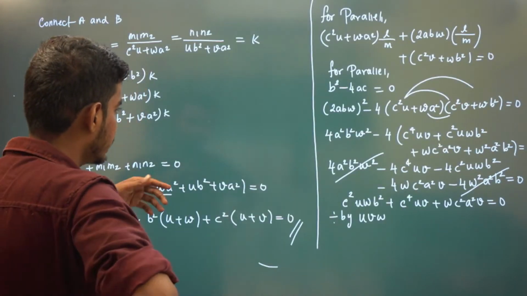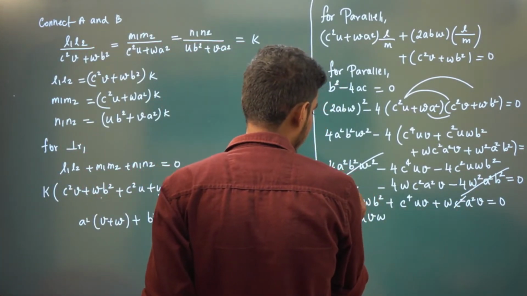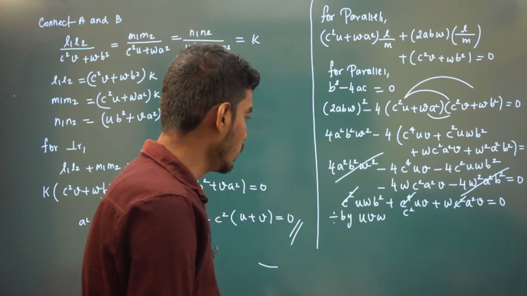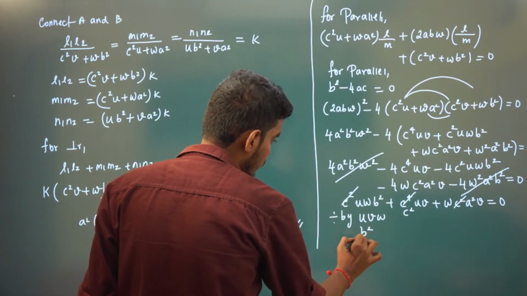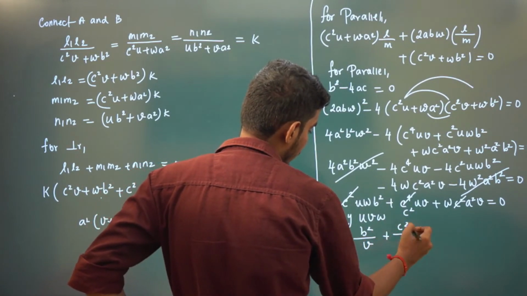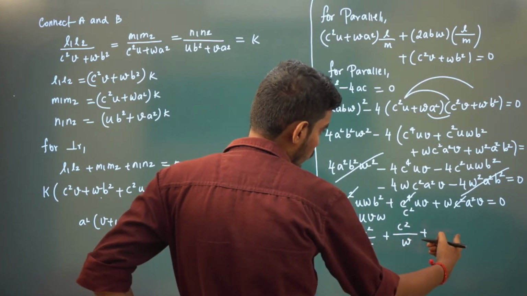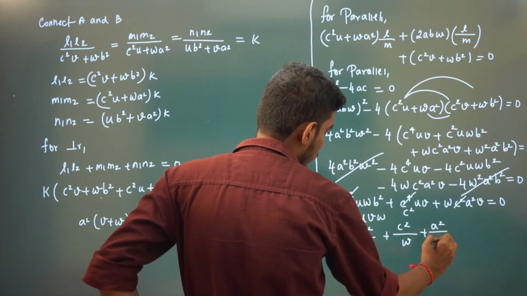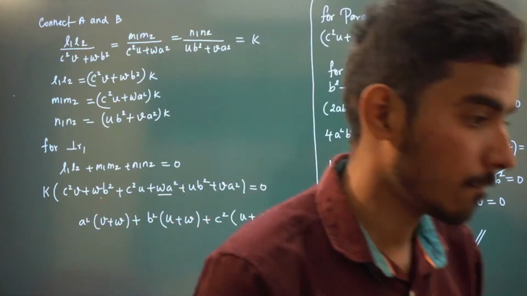I think we can also take C square common, right? C square, C square. Here we will have C power 4. We will have 1 C square here. Now divide by UVW. So UW will get cancelled, and we will have B square by V. And if I divide by UVW, we will have C square divided by UV will get cancelled. We will have W. And if I divide by UVW, U will be there. This is the condition for parallel, right?